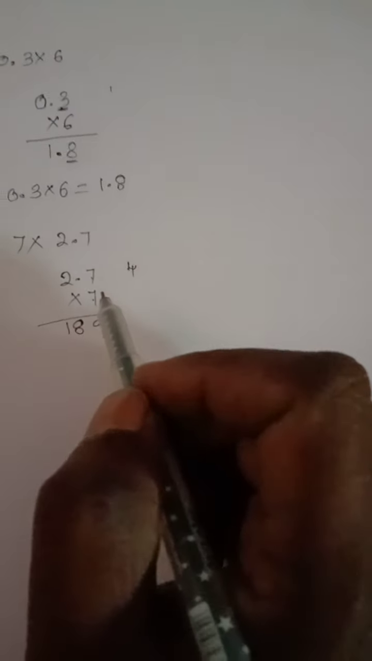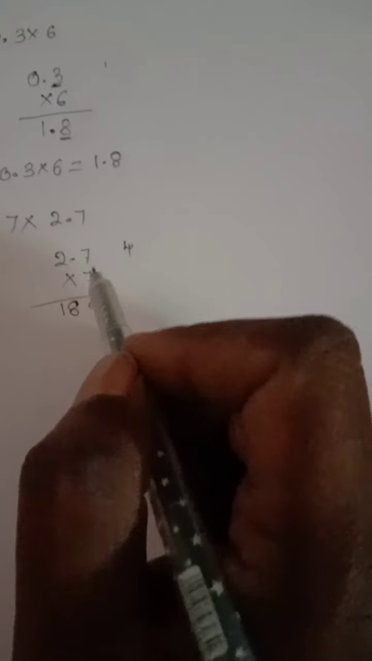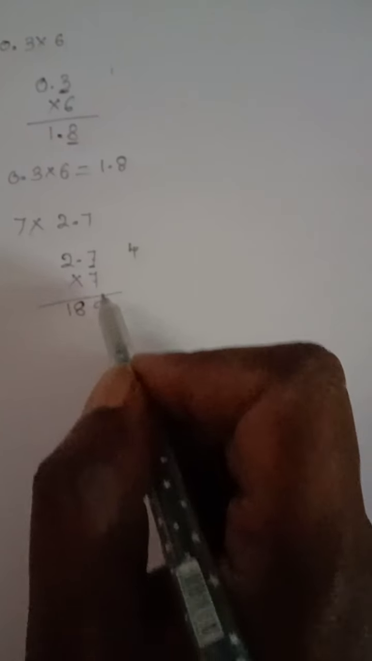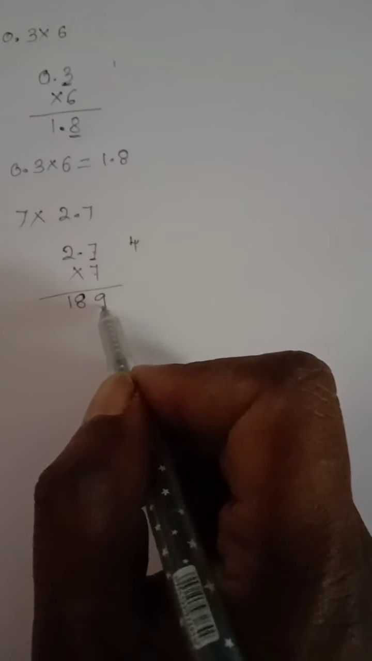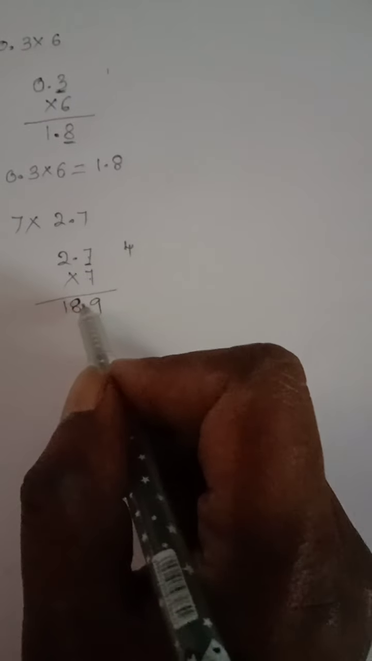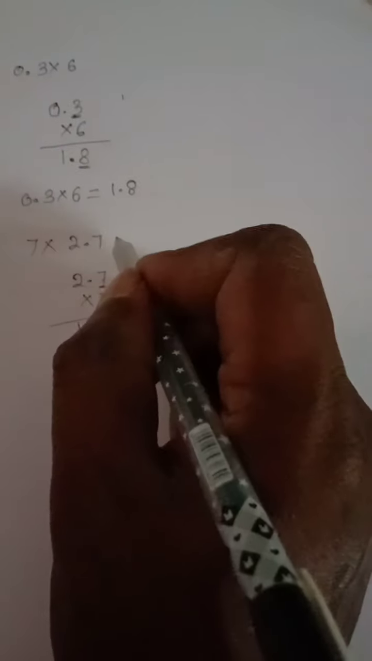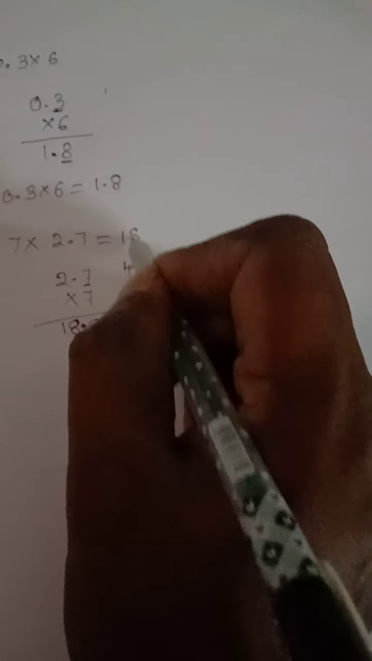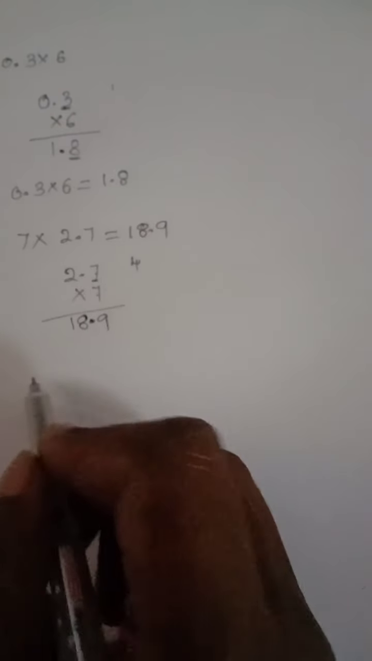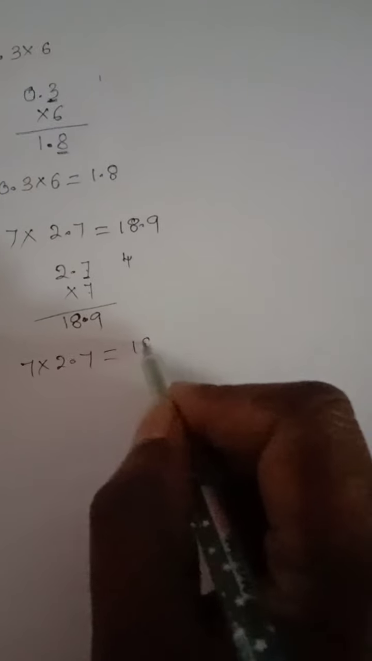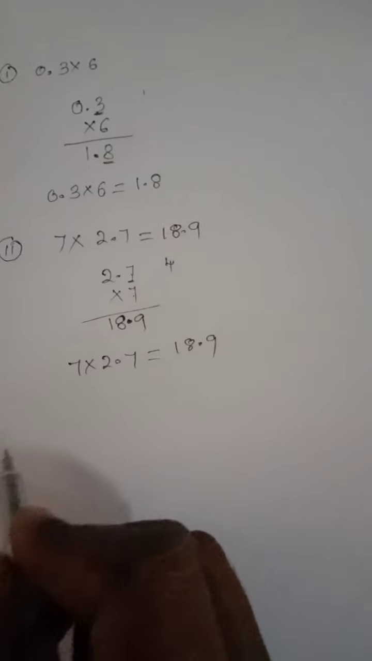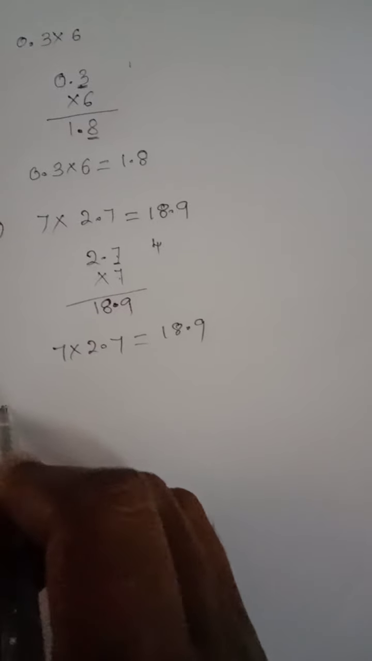How? Count the digits in the decimal part. How many are there? One digit only. So one digit after, you can put the point from right to left in the product. One digit after means 18.9. So the answer becomes 18.9. So 7 into 2.7 is equal to 18.9. Now go for the third one.